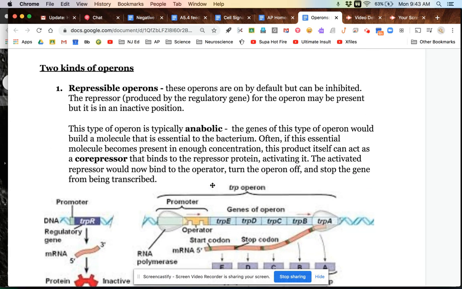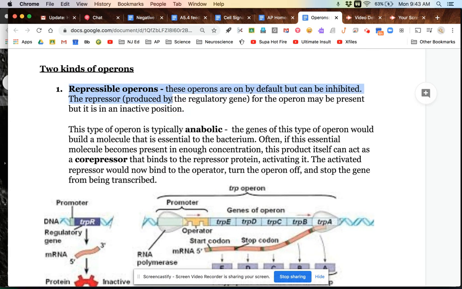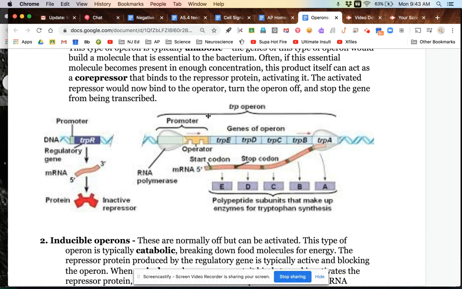This is an example of a repressible operon. You've got to know repressible and inducible operons. Repressible operons are ones that are on by default, but they can be turned off. So what type of gene would you want on all the time? You'd want a gene that makes something necessary on all the time. If the gene made something that was necessary only sometimes, you wouldn't want it on all the time.